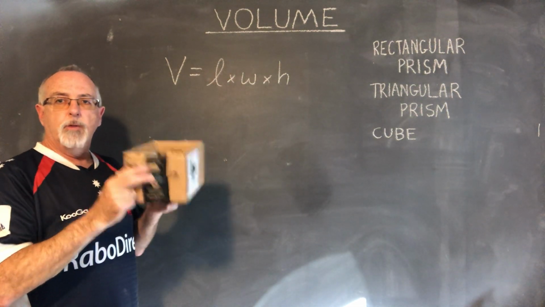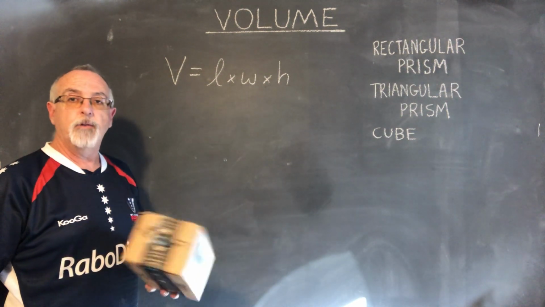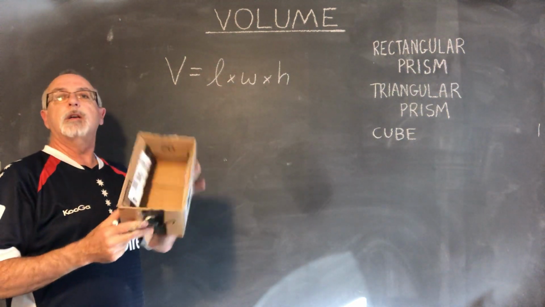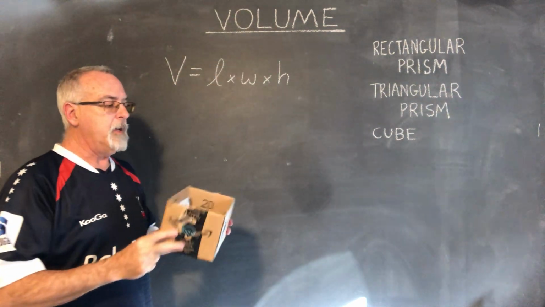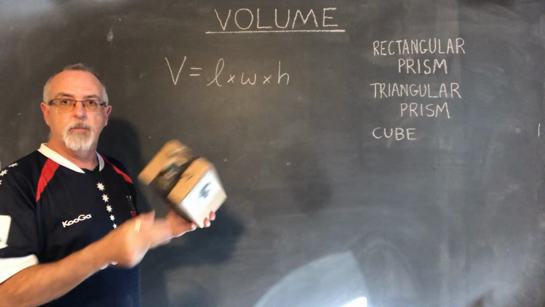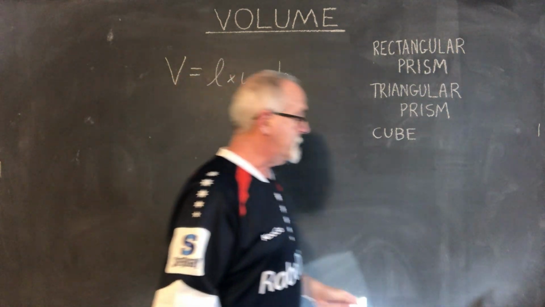I need to know the length, the width, and the height, and then all I have to do is multiply all three of them together, and I will have calculated the volume of this box, which gives the capacity if it's empty and being used as a container, which was the purpose of it. But even if it was solid, I would still be able to find the volume. So let's find the length, the width, and the height of this thing.